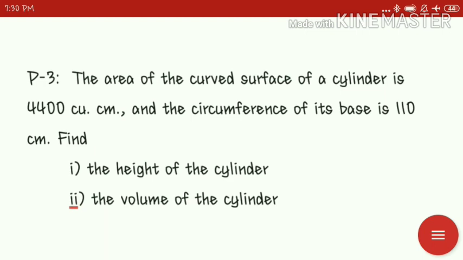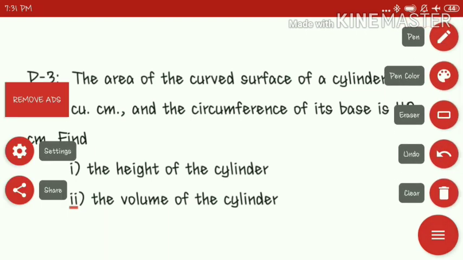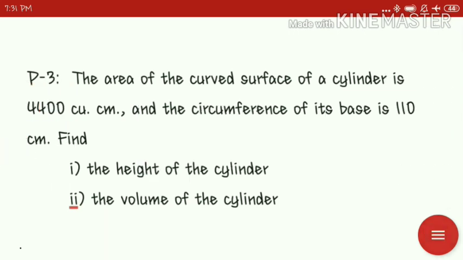So I think there is a problem in there. The area of the curved surface of the cylinder, this is an area, so it will not be cubic centimeter, it will be square centimeter. Okay, so you can take it as square centimeter. That is a small mistake in there. It is square centimeter, not cube. Square centimeter means centimeter square.